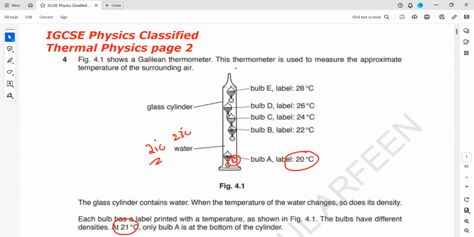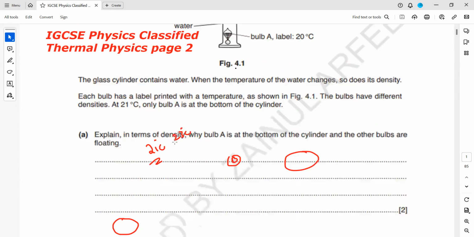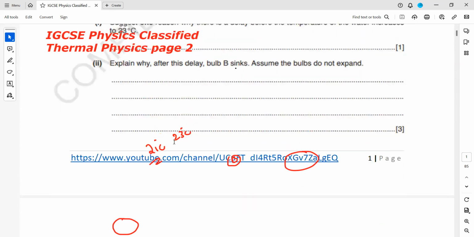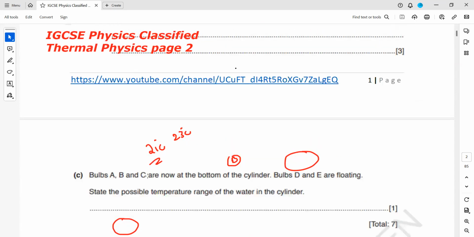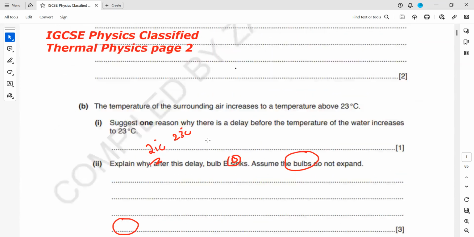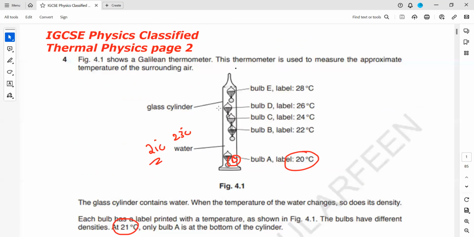Now they're saying in the question that bulbs A, B and C are now at the bottom. So C is also there at the bottom. C also sinks. The label on C is 24. So what should be the temperature of the water? D and E are still floating, but C sinks. C will sink if the temperature is 24 or above.